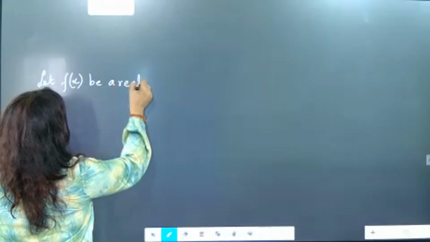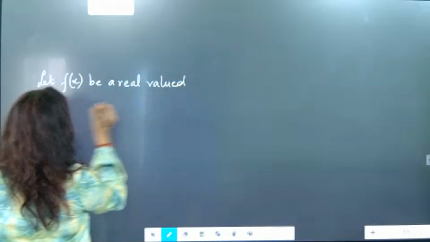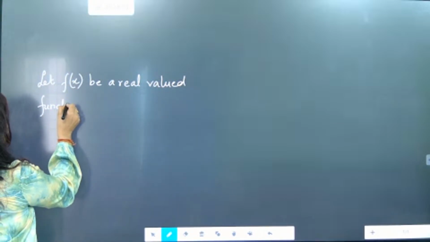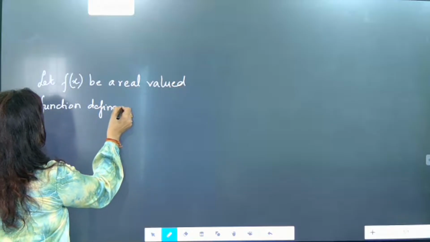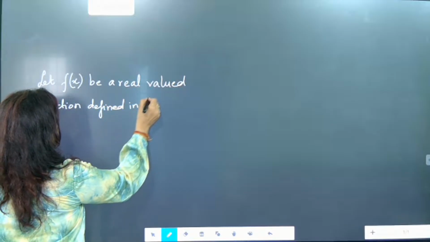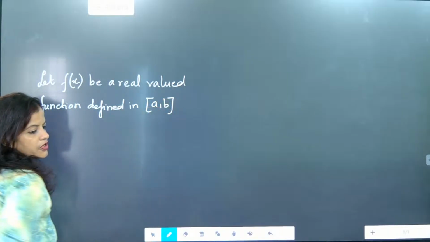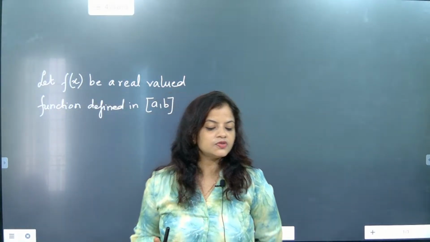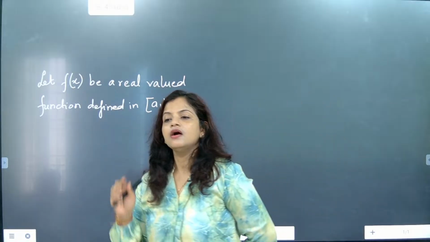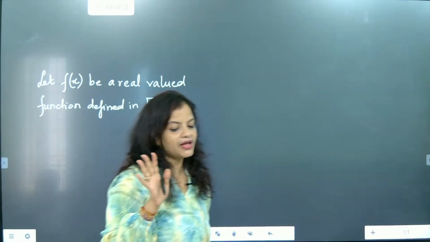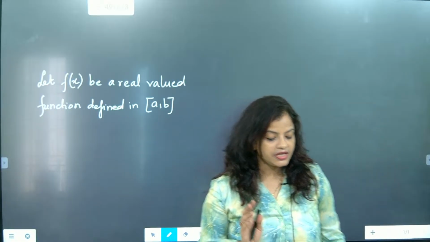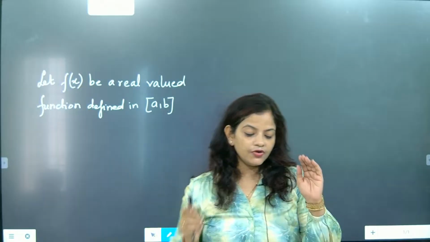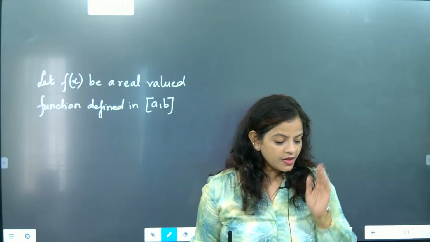Write: let f of x be a real valued function defined in closed interval AB. So first, to explain maxima minima, we are taking a real valued function, no imaginary. We are going to take a real valued function. Now this real valued function f of x is said to be having maximum value.